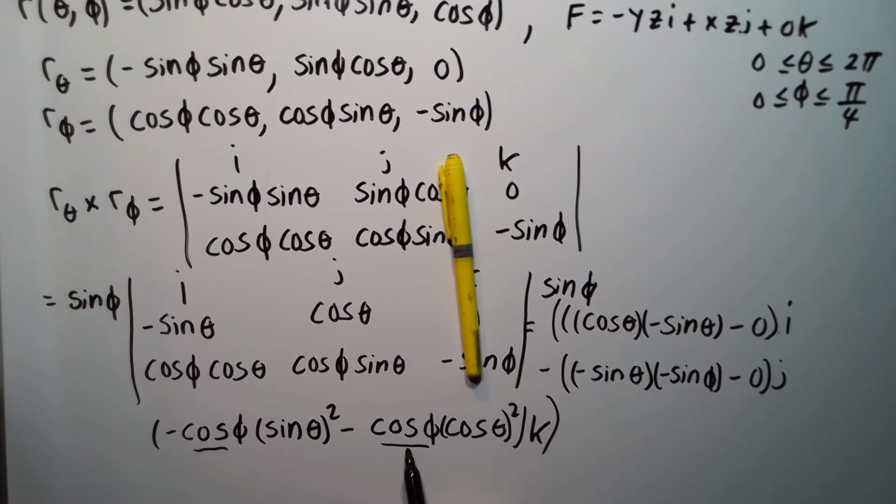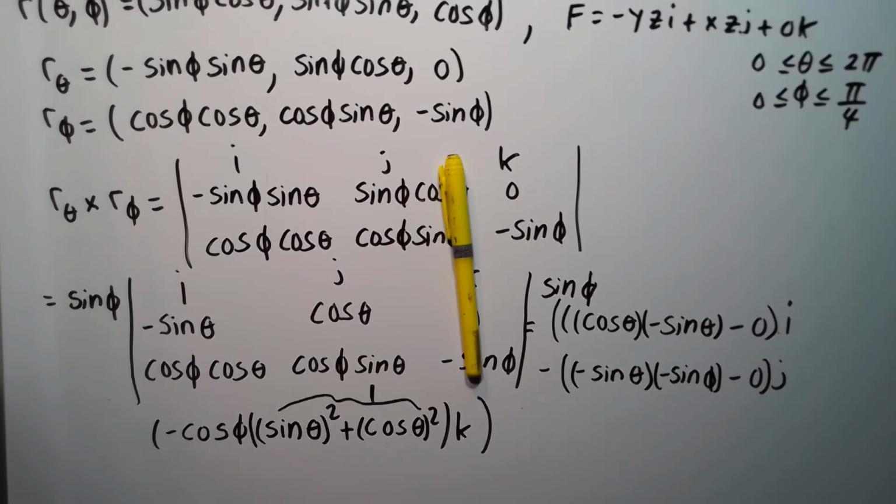So again, the ones I've underlined, negative cosine phi, I'm going to factor out. So let's do that. So factor out the minus cosine phi. Then you have a sine squared, cosine squared here, that's 1. Okay, so let me simplify things then and write out our final answer here.